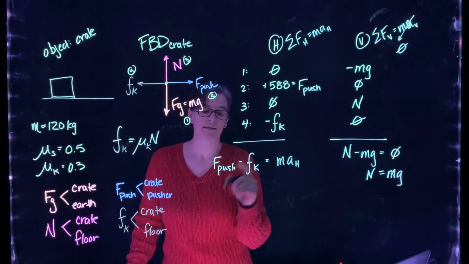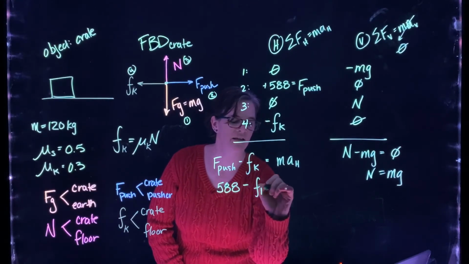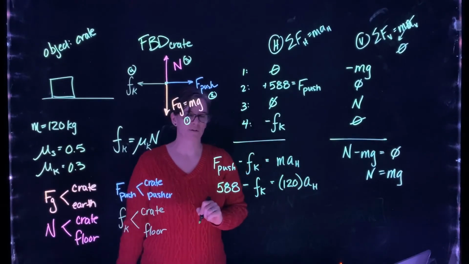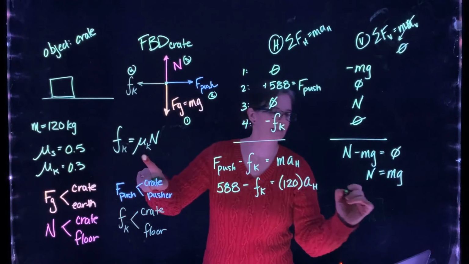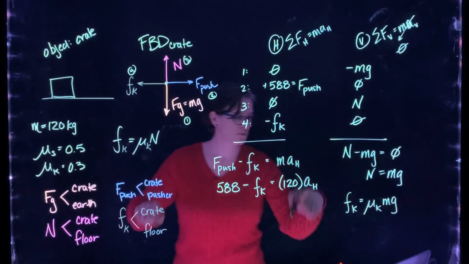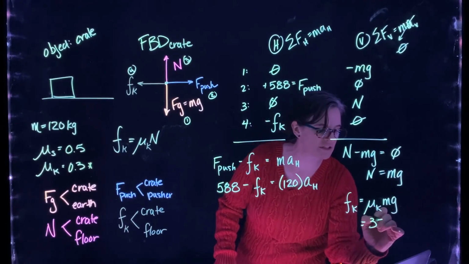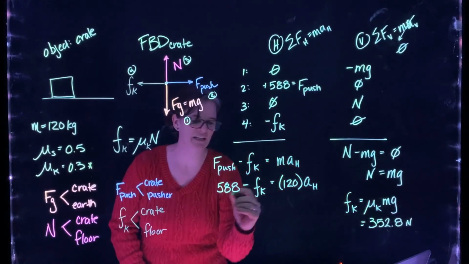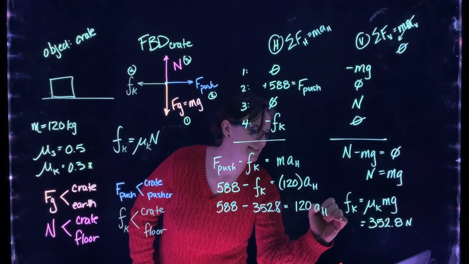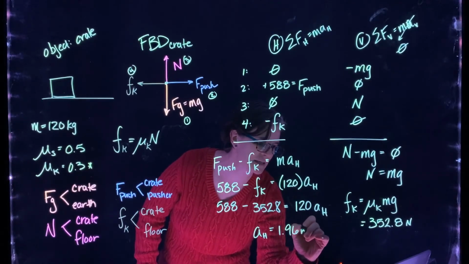We know the force of the push is equal to 588 minus the kinetic frictional force is going to equal 120 times that horizontal acceleration. Well, our kinetic frictional force is equal to mu sub k times N, or mg. And so when we determine that, our kinetic frictional force using our coefficient of kinetic friction is 352.8 newtons. So I can plug that in here. We have 588 minus 352.8 is equal to 120 times that horizontal acceleration. And when I solve for the horizontal acceleration, I get 1.96 meters per second squared.